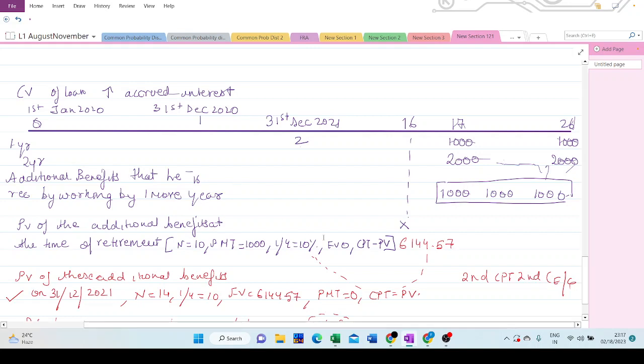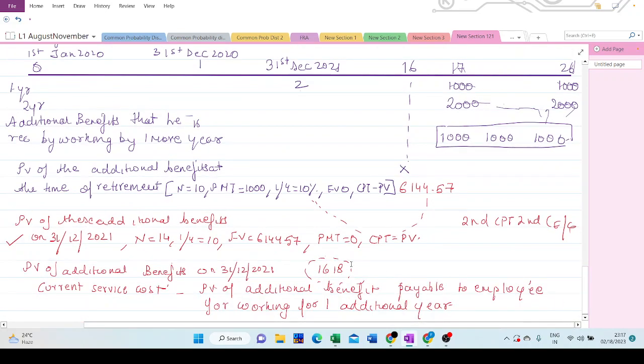Present value of these additional benefits at the time of retirement is 6144.57, and present value of these additional benefits on 31st December 2021 is 1618, and this 1618 is nothing but your current service cost. This is the present value of additional benefits payable to the employee for working for one more year.